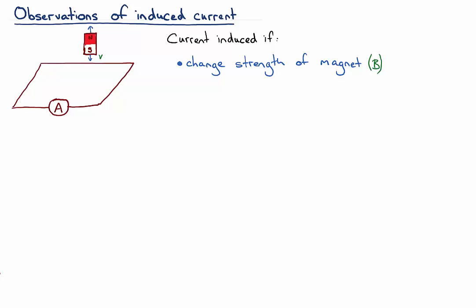You also get a current induced if you change the size of that loop. And you also get a current induced if, say you've got this magnet near the loop, you change the orientation of that magnet.